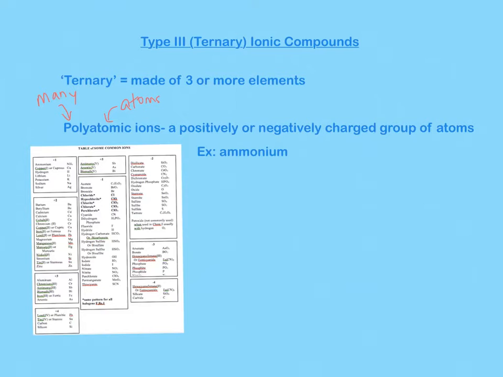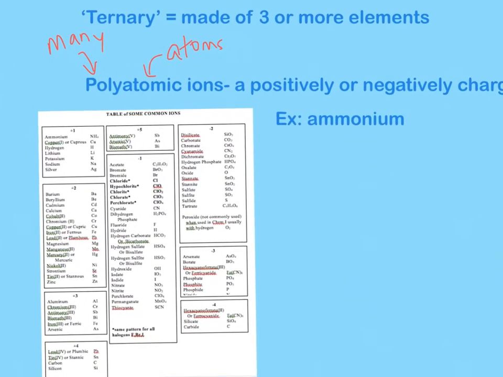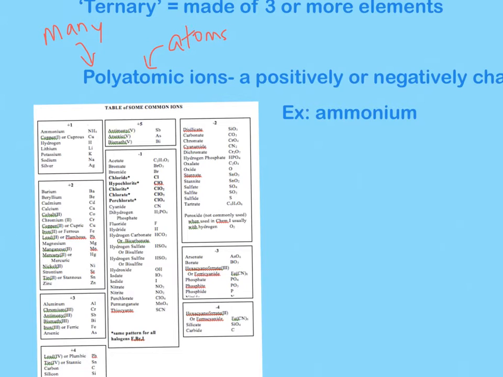One example of a polyatomic ion is ammonium. And if you look at your chart here, you'll see that ammonium is right here. And it's in the +1 box. And the formula for ammonium is NH4. So we treat this whole group as one atom, and this whole group has a charge of +1.